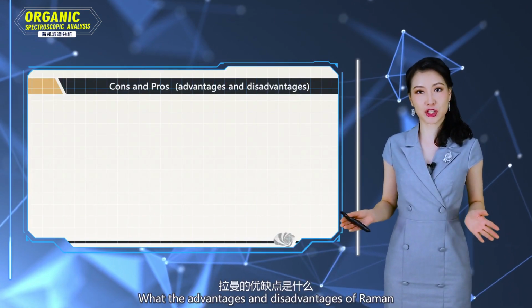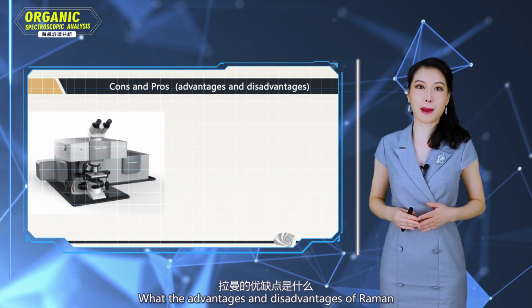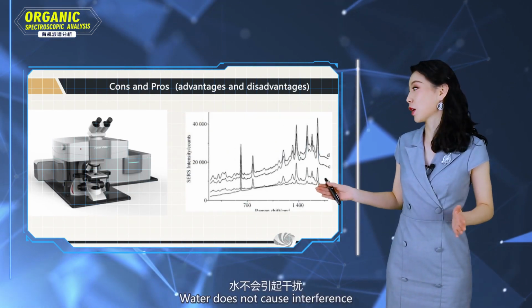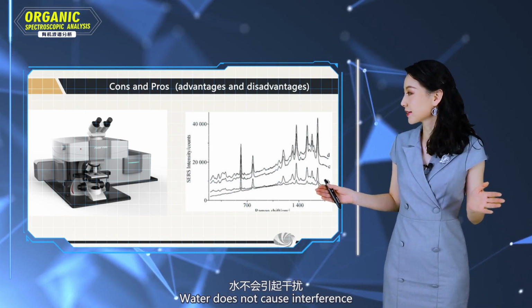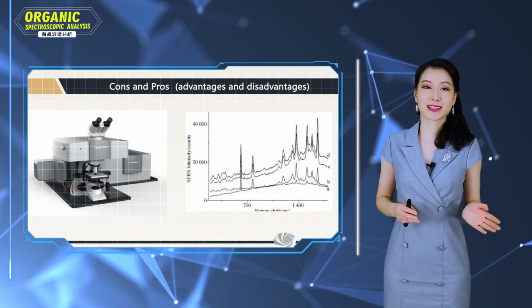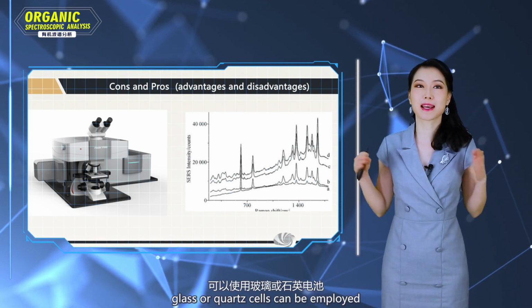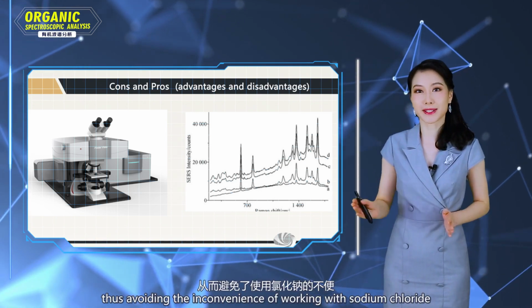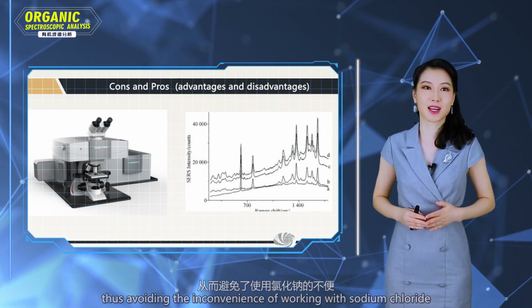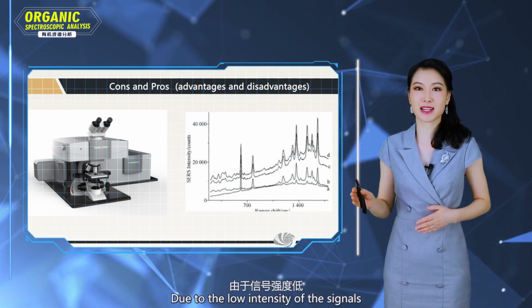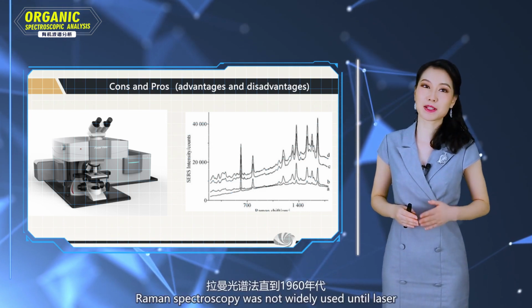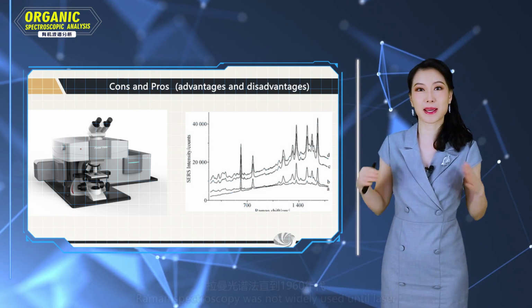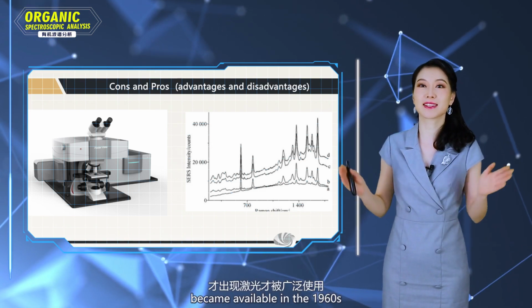What are the advantages and disadvantages of Raman? First of all, water does not cause interference. In addition, glass or quartz cells can be employed, thus avoiding the inconvenience of working with sodium chloride. Due to the low intensity of the signals, Raman spectroscopy was not widely used until lasers became available in the 1960s.